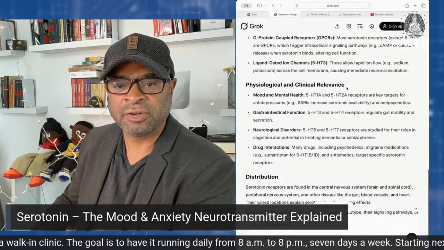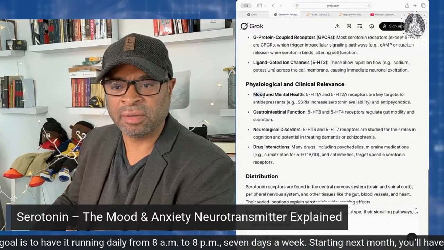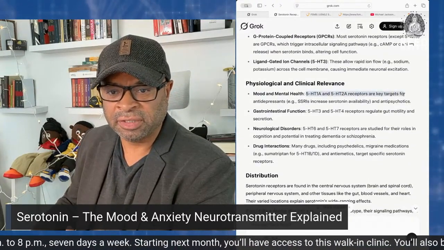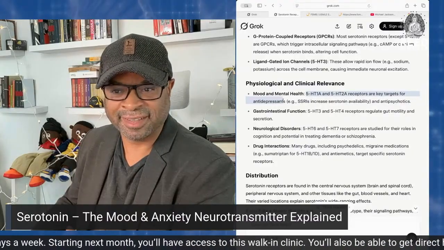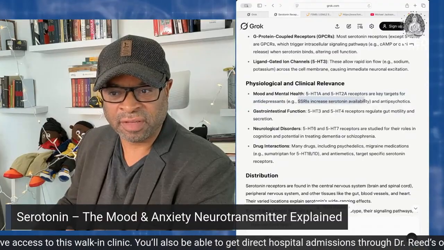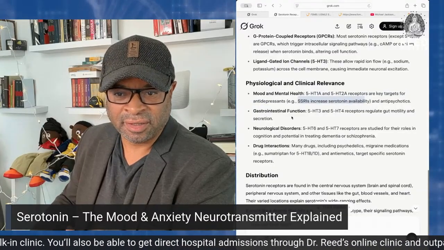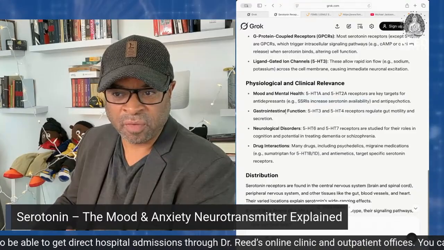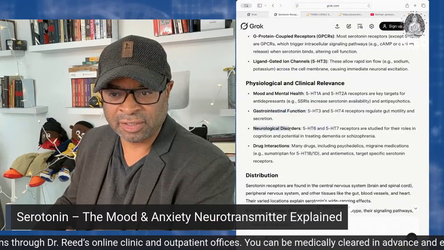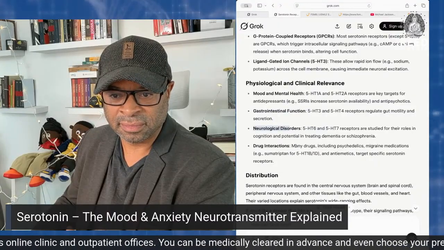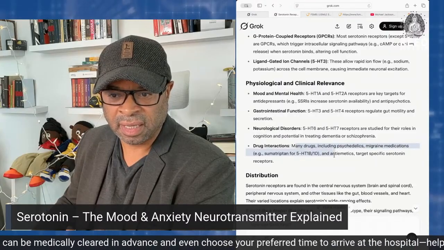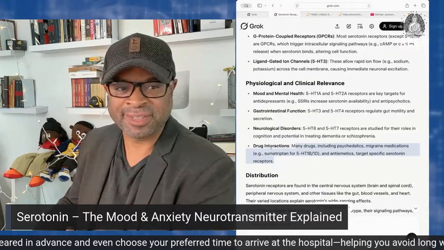The physiological and clinical relevance: mood and mental health. 5-HT1 and 2 receptors are key targets for antidepressants. 5-HT1A and the others increase serotonin availability, right? 3 and 4 relate to the GI tract. 6 and 7 relate to neurological disorders. Many drugs, including psychedelics, migraine medications like sumatriptan, and antiemetics, target specific serotonergic receptors.